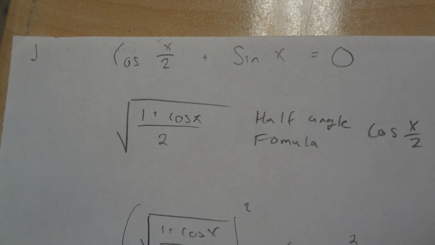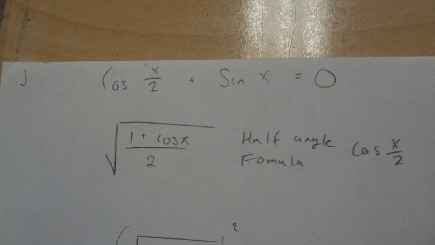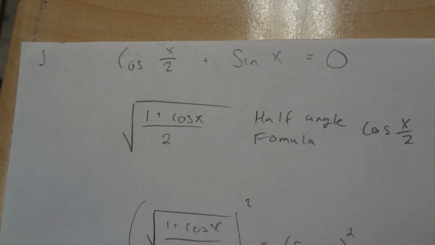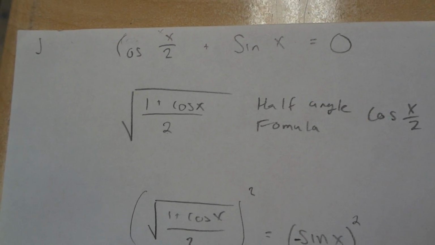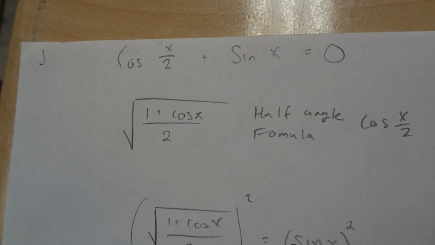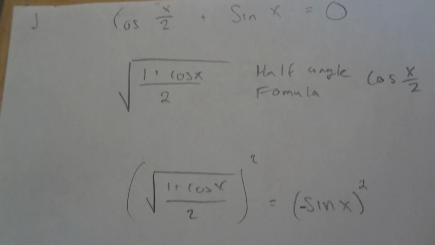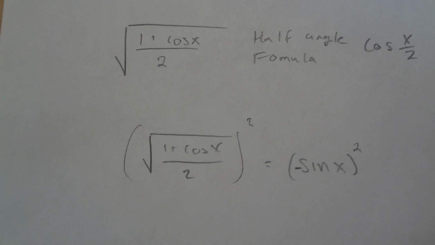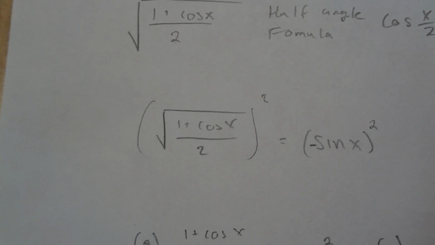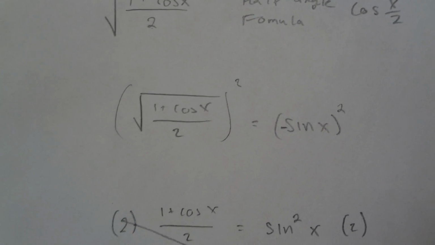Here we have cosine of x divided by 2 plus sine of x equal to 0. Using the half-angle formula, cosine of x over 2 is equal to the square root of 1 plus cosine of x divided by 2. Therefore, we subtract sine of x over, so we get the square root of 1 plus cosine of x divided by 2 is equal to negative sine of x.